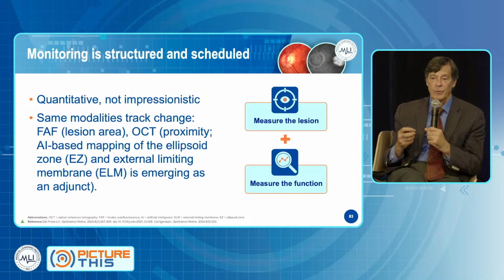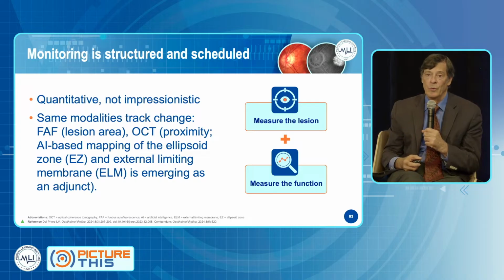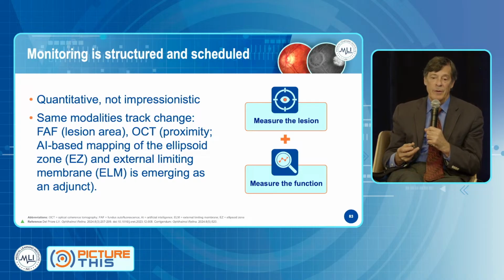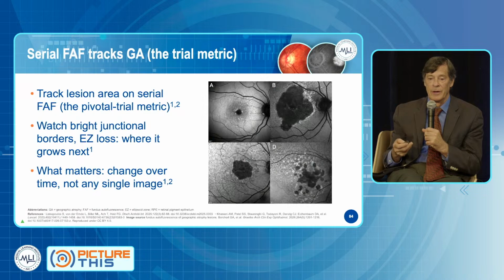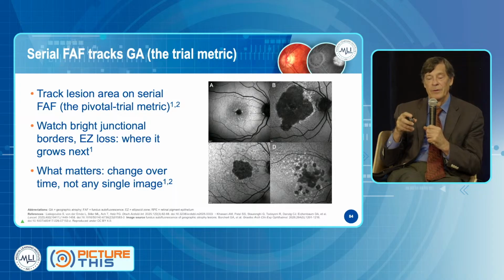So you can use autofluorescence to measure lesion area and look quantitatively over time. And we're developing better tools that will assist you with AI, which will help to map out the progression rates, where the GA is likely to go, which is something that Arshad mentioned earlier. So in the pivotal trials, the lesion area on serial autofluorescence images was the endpoint, and you can do that in the clinic. You also can look at that hyperautofluorescent area.